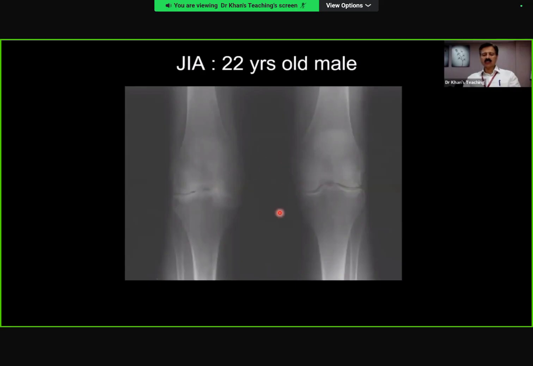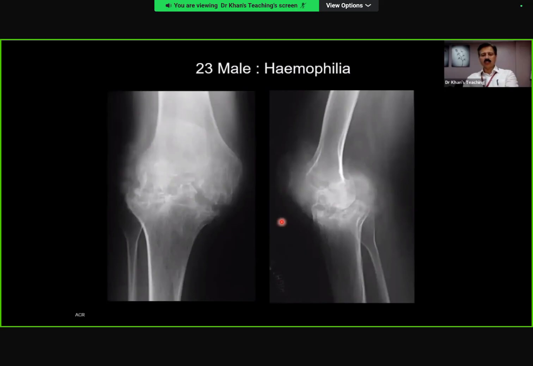And so this is a 22-year-old male with JIA. This is a film of hemophilia. Now, of course, if you look carefully, some of the things are visible. This epiphysis is larger. You can see a widened intercondylar notch. These are secondary changes, so we are not very interested.